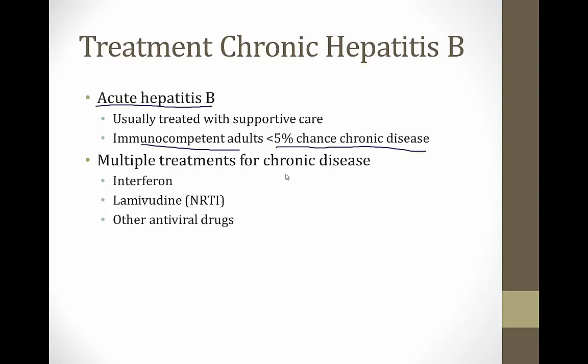There are multiple treatments available for chronic hepatitis B. Interferon, which is a cytokine, is sometimes administered. Lamivudine, which is a nucleoside reverse transcriptase inhibitor, is sometimes administered. Recall that hepatitis B uses reverse transcriptase just like HIV, so this drug, which is usually thought of as an HIV drug, can also be used for hepatitis B. And I talk about the NRTI drugs in the module on HIV therapy. And then there are some other antiviral drugs that are sometimes administered.